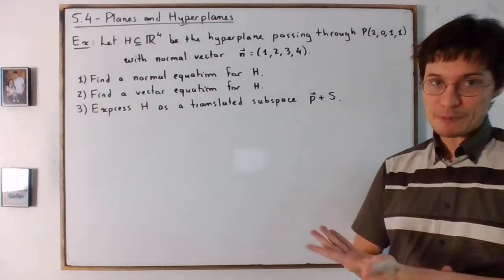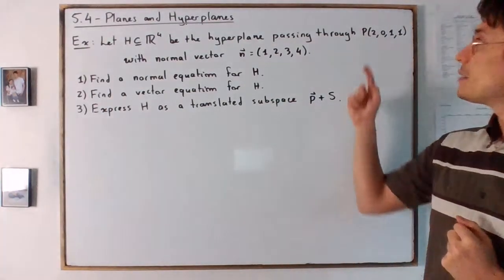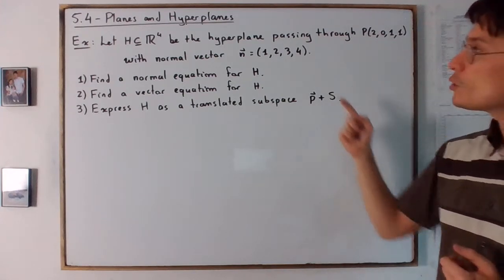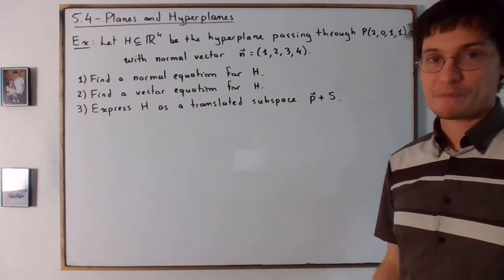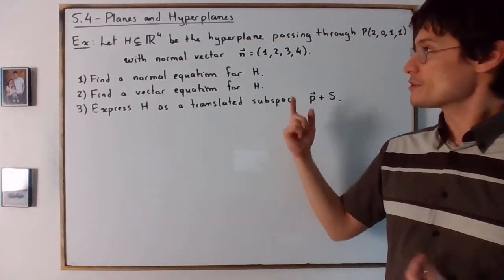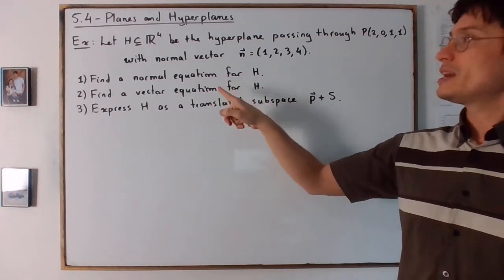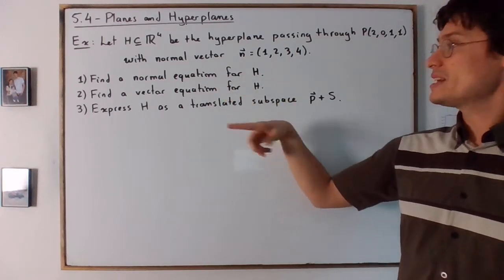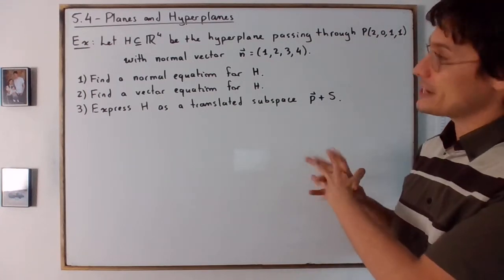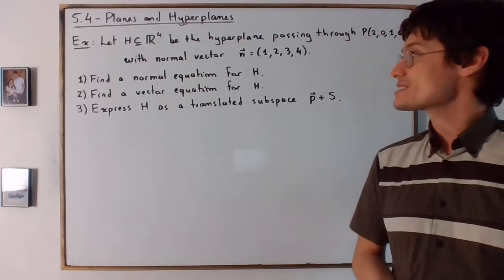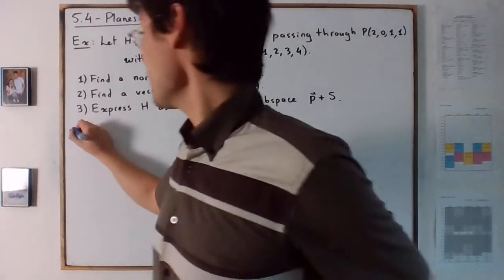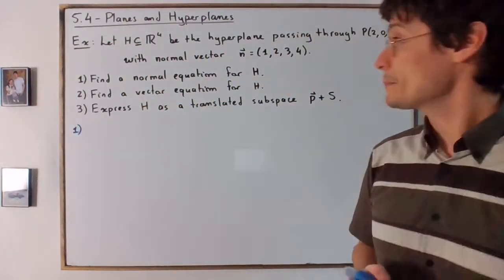We are dealing with a hyperplane here, so I won't draw it. It passes through the point (2, 0, 1, 1), with normal vector (1, 2, 3, 4). And we are asked a bunch of questions. First, we want to find a normal equation, then a vector equation, and then express H as a translated subspace. So there's a lot going on here. It's kind of a recap exercise. So let's answer the questions one after another, starting with number 1.